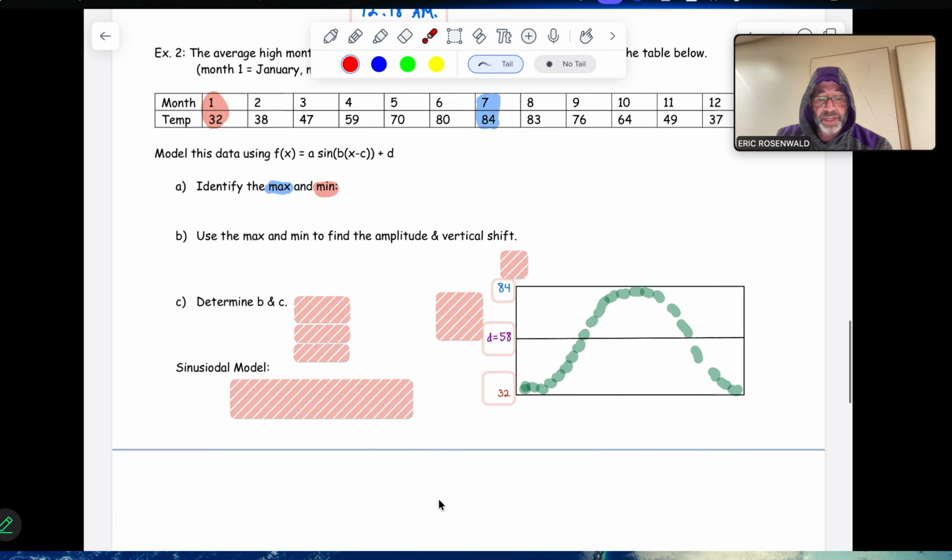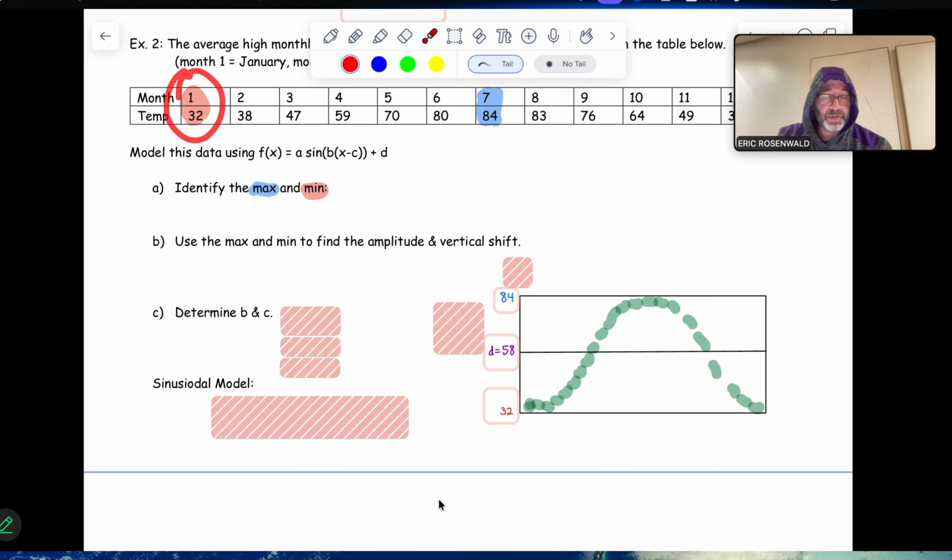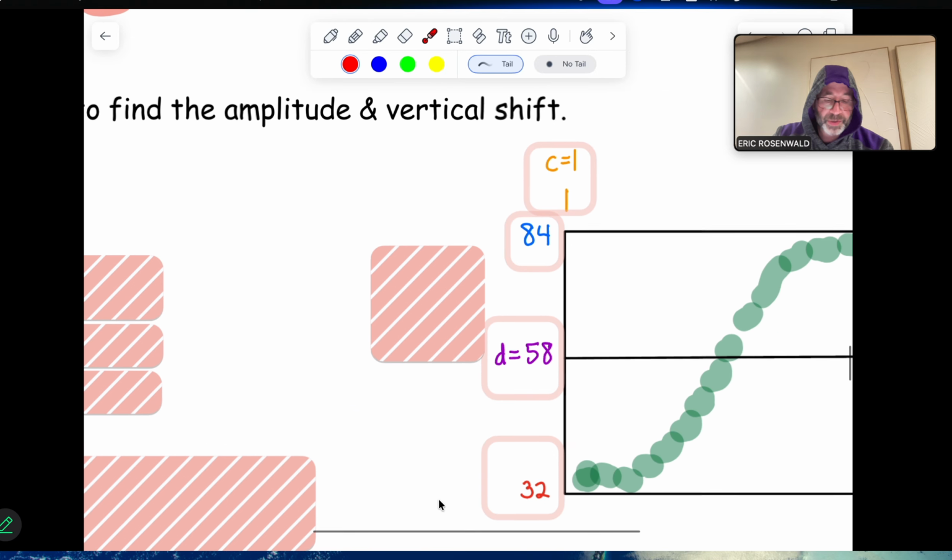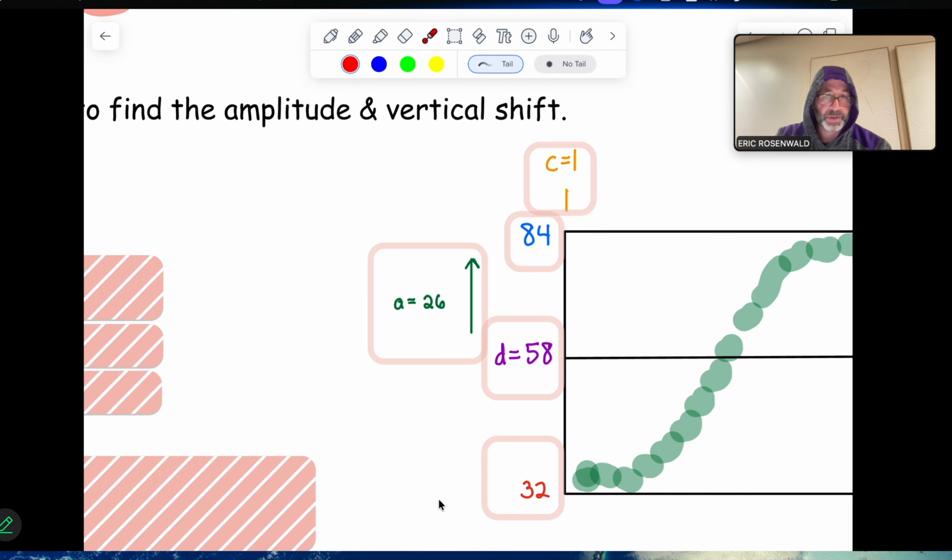As far as side to side goes, my graph does not start at 0 here. It actually has been offset and shifted to the right 1 when we first look at the data here. So my C is equal to 1 here. My amplitude for this is the difference between these two, so 84 minus 15, and that's going to be positive 26, okay?